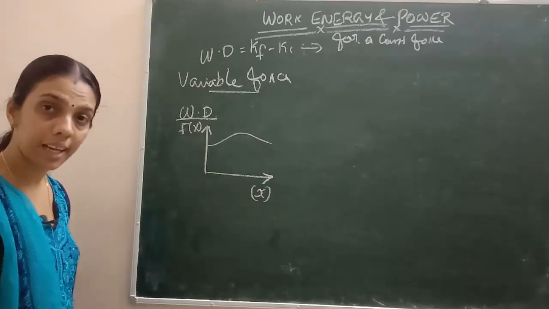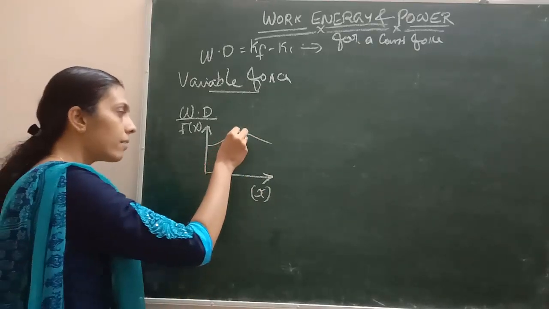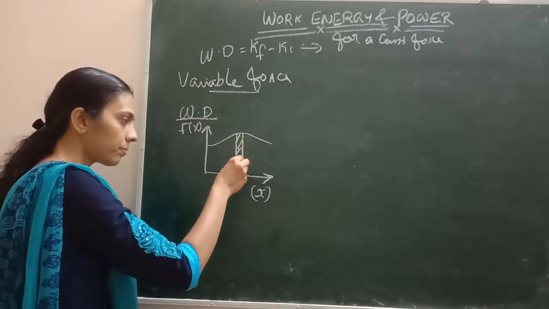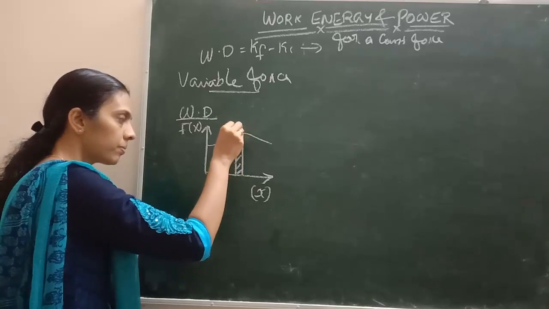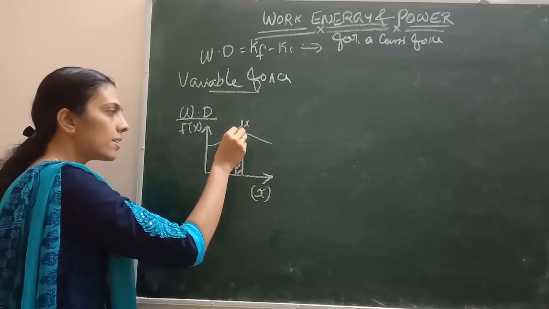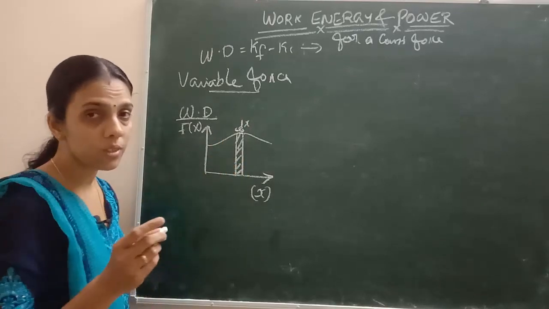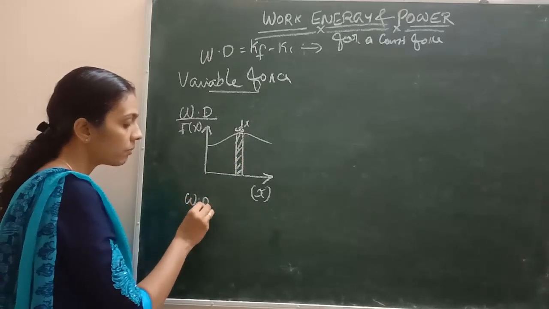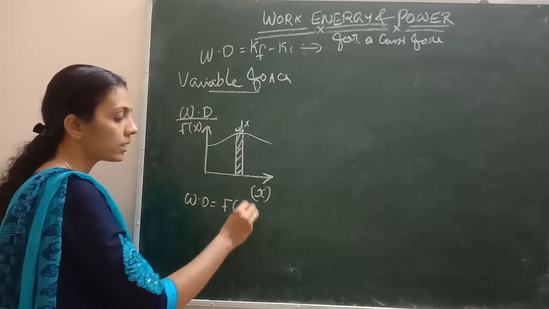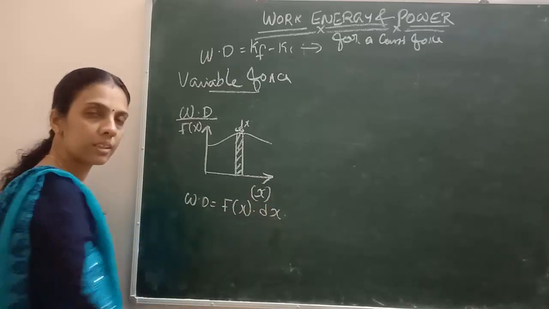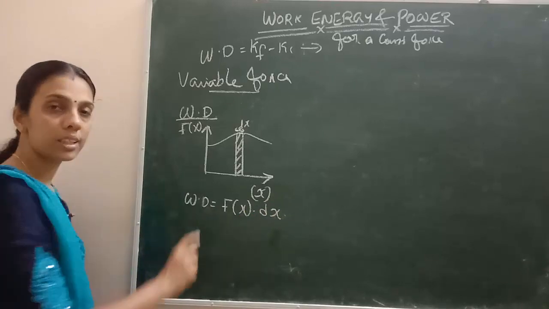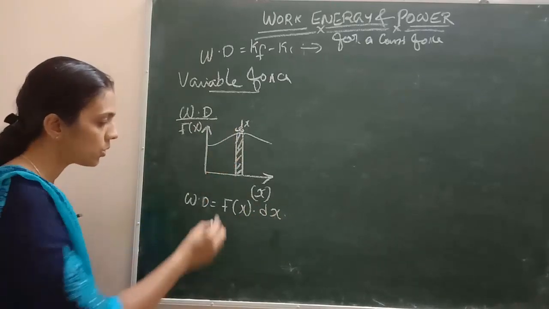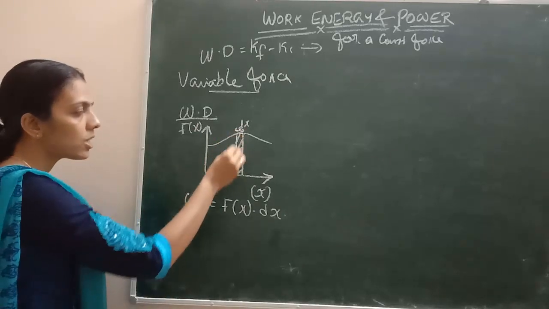If I am getting a graph like this, first I will consider a small distance dx. For this small distance, the force is almost constant, isn't it? So I can write down work done will be equal to F(x) dot dx. This will be the work done if I am considering a small displacement dx. So that is for a small distance.